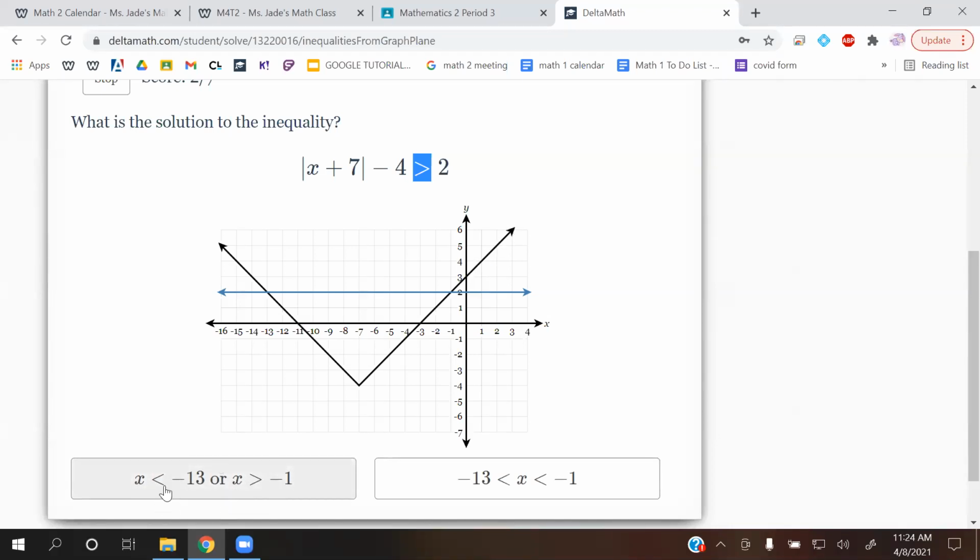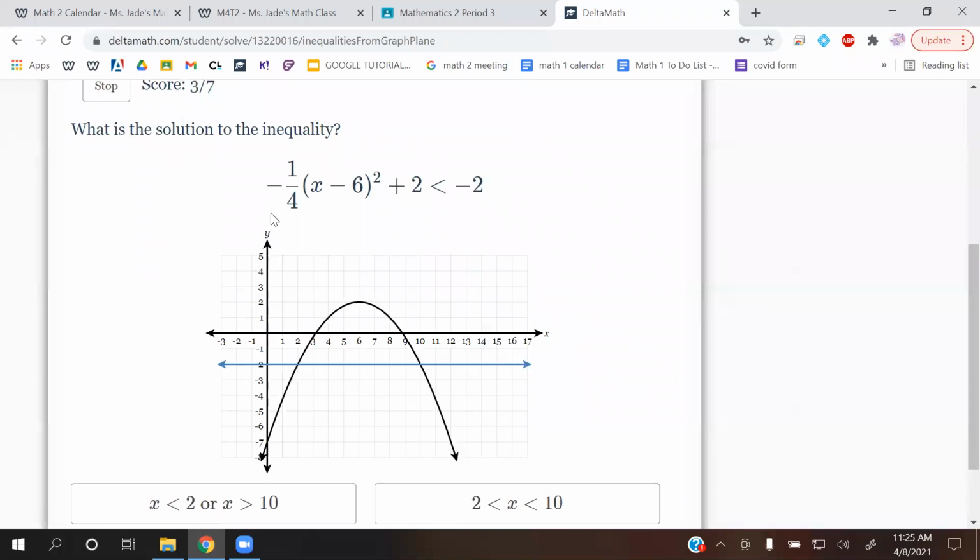You can see that reflected in this answer choice right over here. And also notice the word or in between, signifying that there are two separate sections. The x is less than negative 13 and the x is greater than negative 1. So that's two separate sections where we want our answers to be, but we don't want the stuff in the middle. So therefore, this is your answer choice. Before I click it and make it disappear, are there any questions on this one? Okay, so this one.